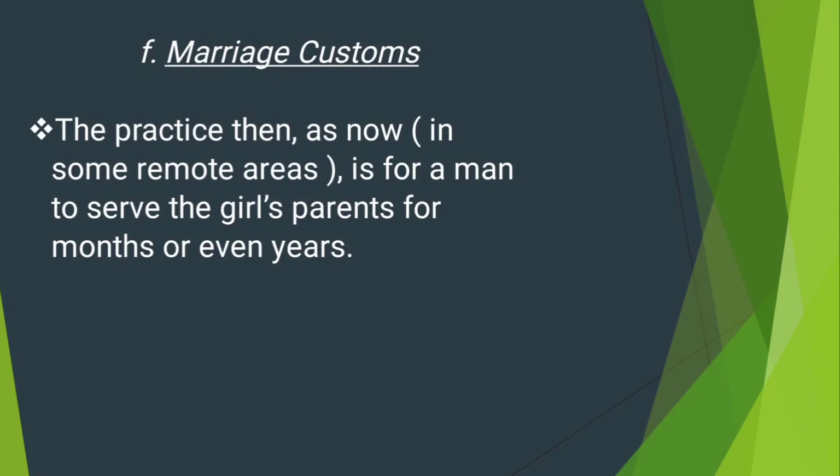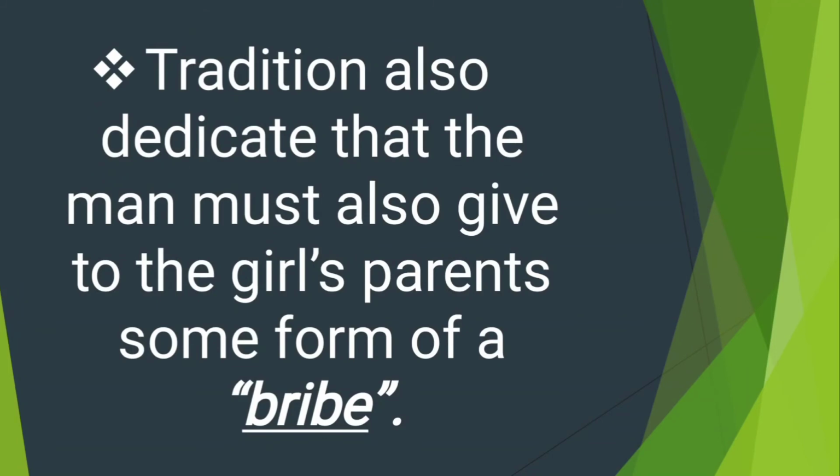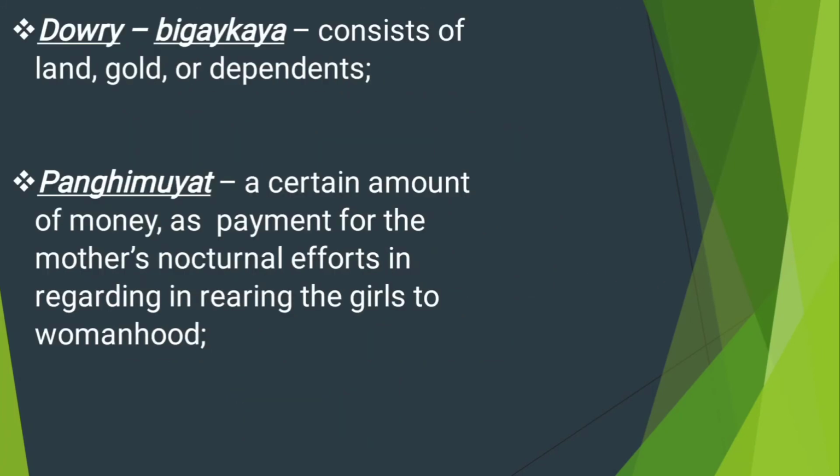Ang marriage customs natin, ito yung ginagawa ng mga Pilipino tuwing may ikakasal. Kung gusto kang pakasalan, it is for a man to serve the girl's parents for months and even years kung gusto mong pakasalan. Ganon ang ligaw nila noon. Traditions also dictate that the man must also give to the girl's parents some form of a bribe. Anong tawag doon? That is actually called a dowry or bigay kaya. It consists of land, gold, or dependents.